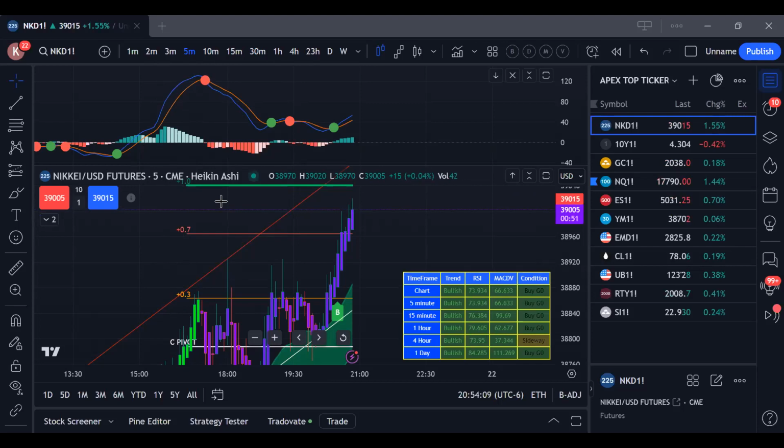TradeOvate won't charge if you are using Apex or something. They won't charge anything for integration. Only if you want to use a personal account, they charge for the TradingView integration. Otherwise, it is free. If you are using ETF or Apex, they don't charge anything.